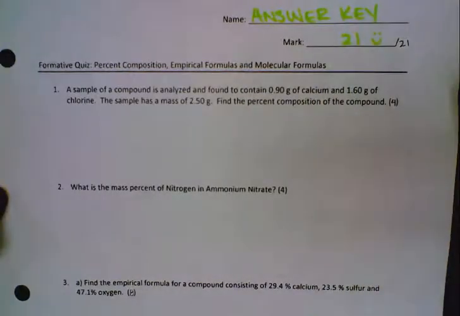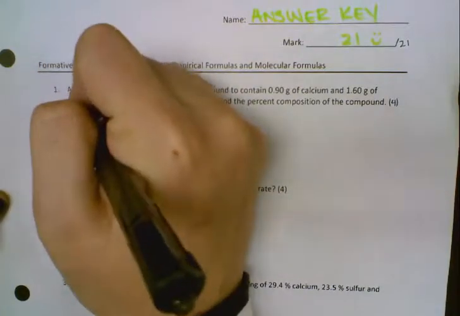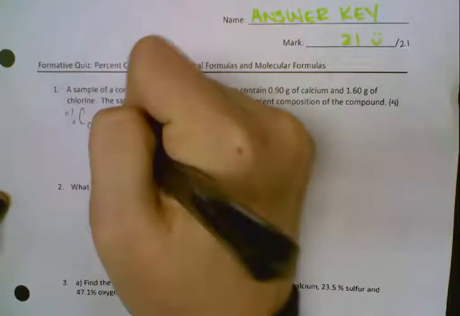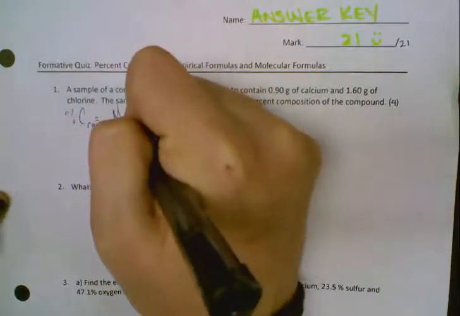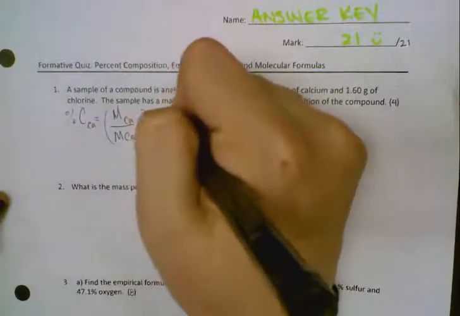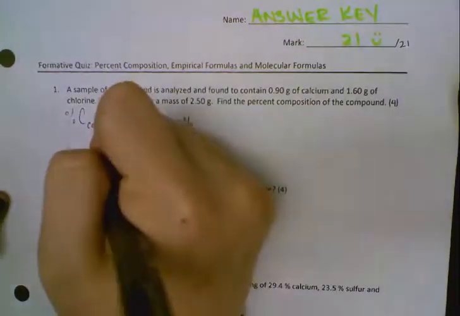So what we're figuring out here is our percent composition. It doesn't matter which one you start with. I'm going to start with calcium. We know the percent composition of calcium must be the mass of calcium over the mass of the total compound, which is calcium chloride. And don't forget, you need to multiply this by 100% because it is a percent. Now we're just going to plug in the values.